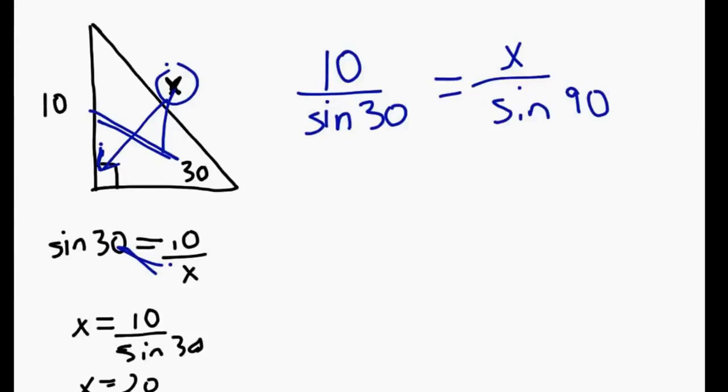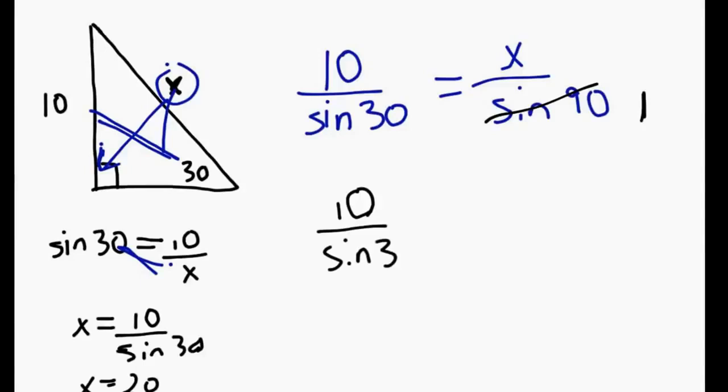So on your calculator, if you type in sine of 90, you get 1. So sine of 90 really is just a trick to equal 1. So now if you look at this formula, we get 10 divided by sine 30 equals x over 1, or just x. Now you can see it's the exact same formula that we did with SOHCAHTOA.